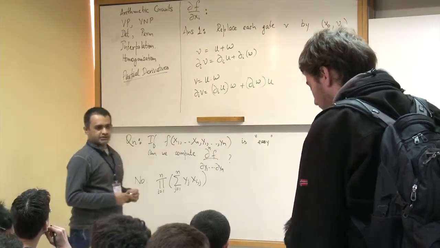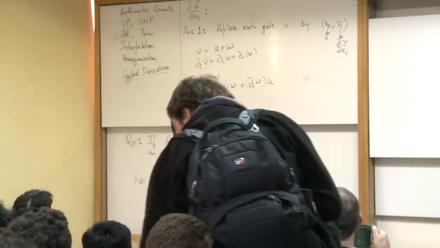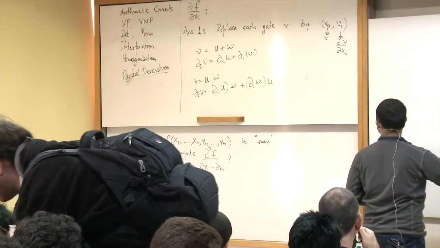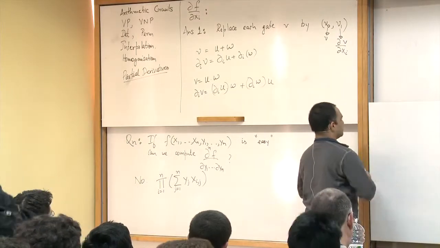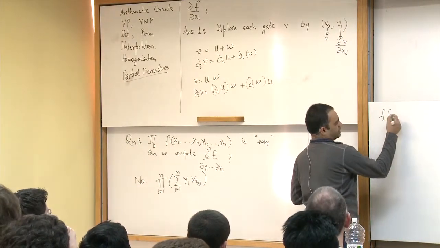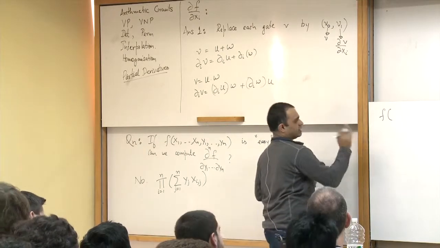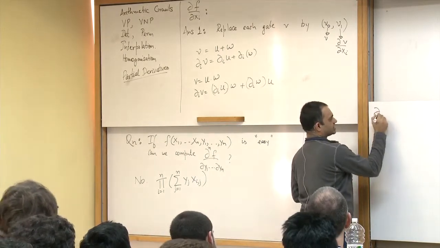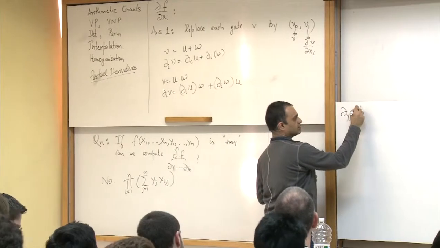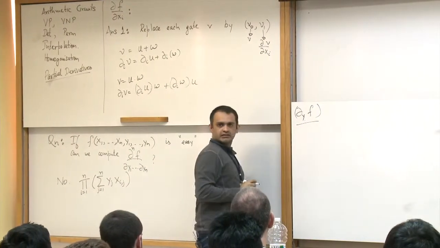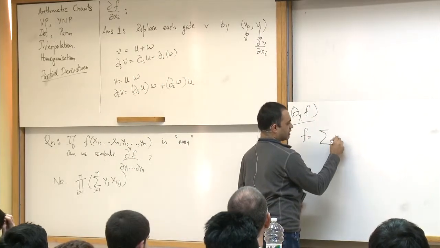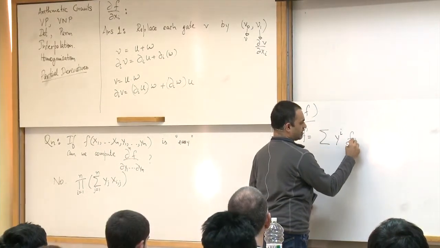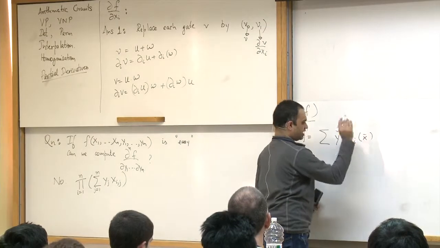The other way of doing it is what Amir outlined in the last few minutes, which is that I have some polynomial. Let's say throughout we are interested in the derivative with respect to some specific variable y. This is what we are interested in. Now what I want to do is I want to write this polynomial f as a summation of y to the i times fi of the remaining variables.